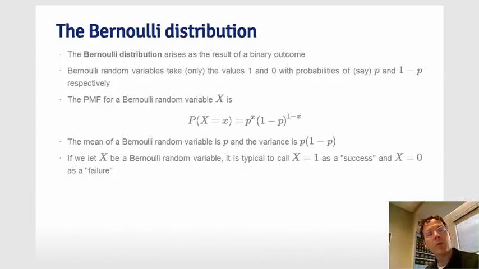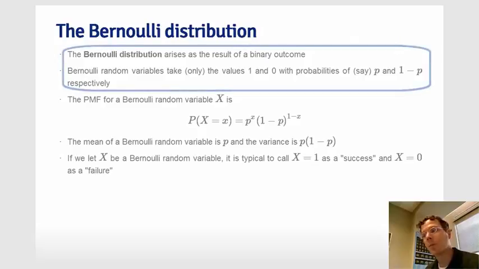Let's start with perhaps the simplest distribution, the Bernoulli distribution. The Bernoulli distribution is named after Jacob Bernoulli, a famous mathematician who actually comes from a family of famous mathematicians, and if you're interested you can read up on the Bernoullis. They have lots of Wikipedia pages, for example.